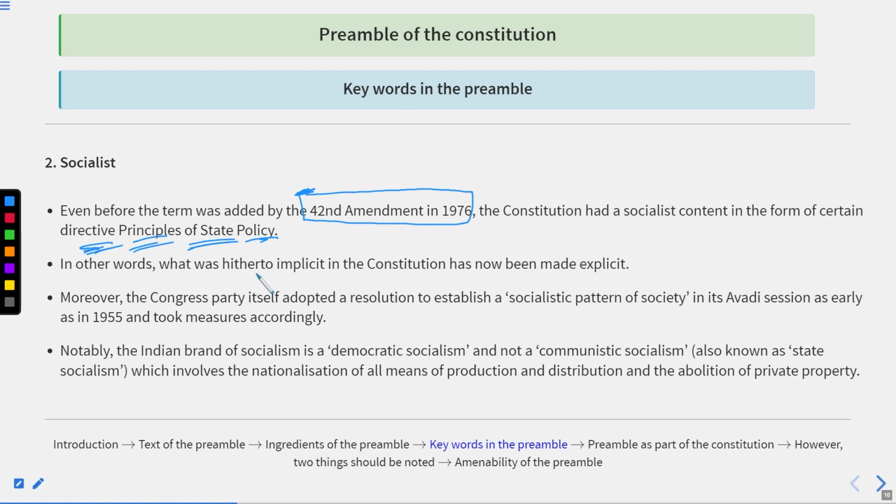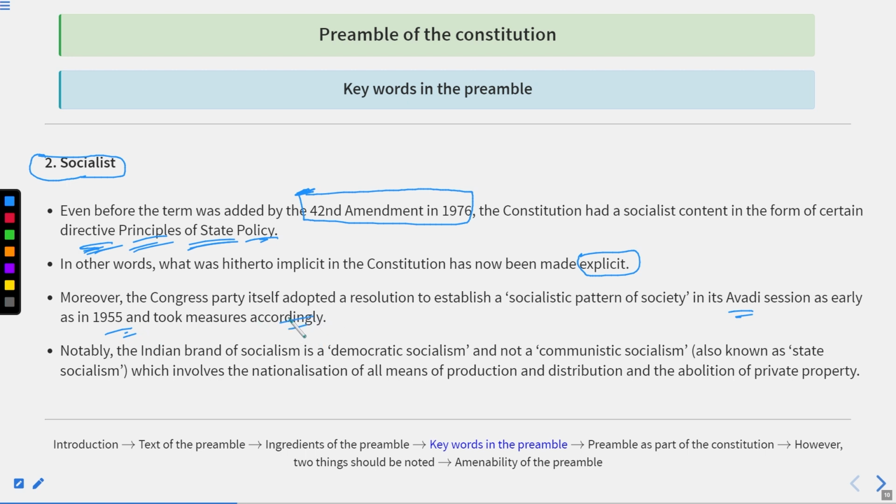In other words, what was hitherto implicit in the constitution has now been made explicit. So basically what happened, through this act we officially published it, that we are a socialist country. However, we had the feature already with us, but we added this word in the preamble to make it explicit. Moreover, the Congress party itself adopted a resolution to establish a socialistic pattern of society in its Avadi session as early as in 1955 and took measures accordingly.